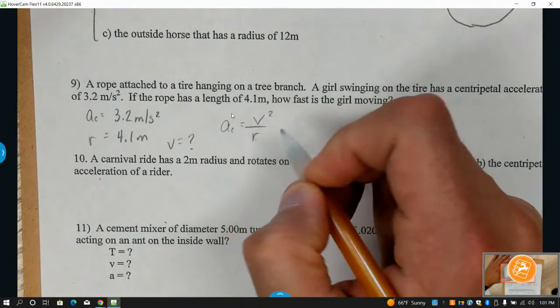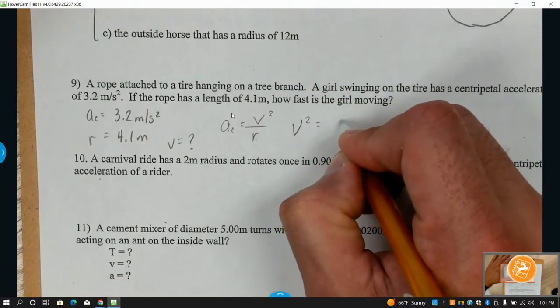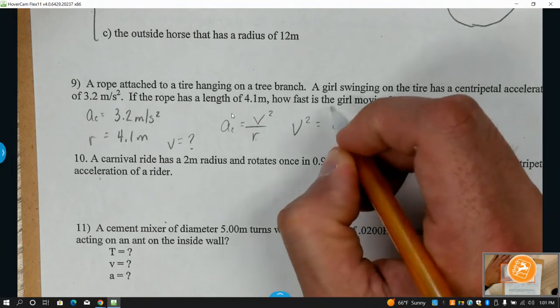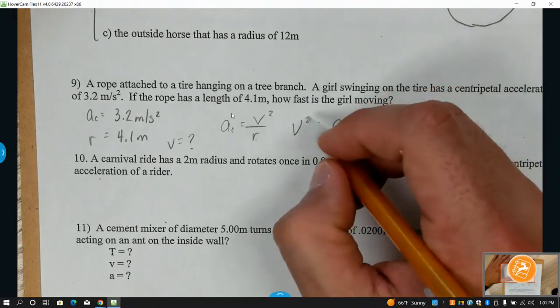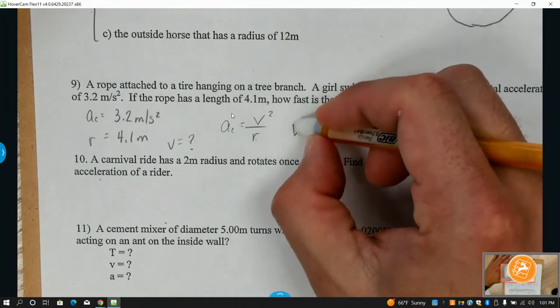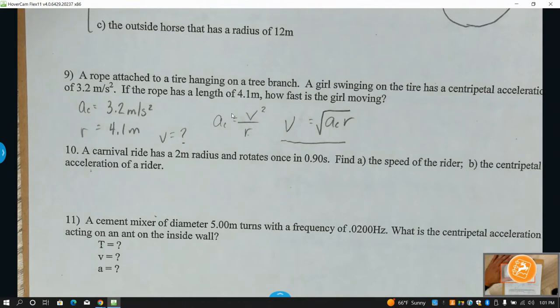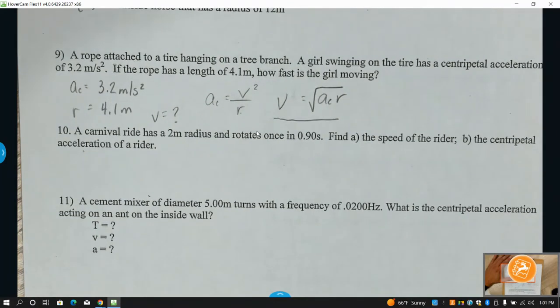So if I multiply both sides by r, then I would have v squared is equal to the centripetal force times the radius. Remember, I got to get rid of the square. So to do that, I have to square root both sides, which gets rid of this. So this is going to be the equation that you need for number 9.